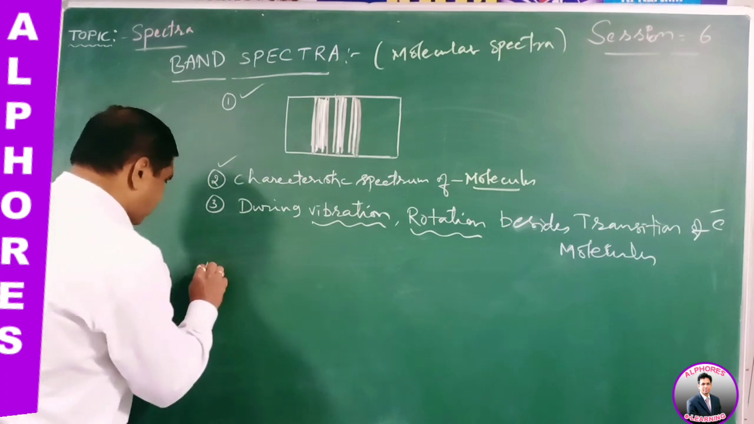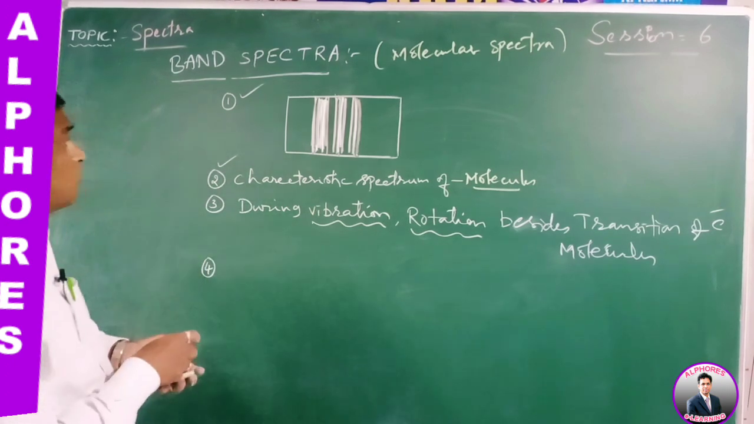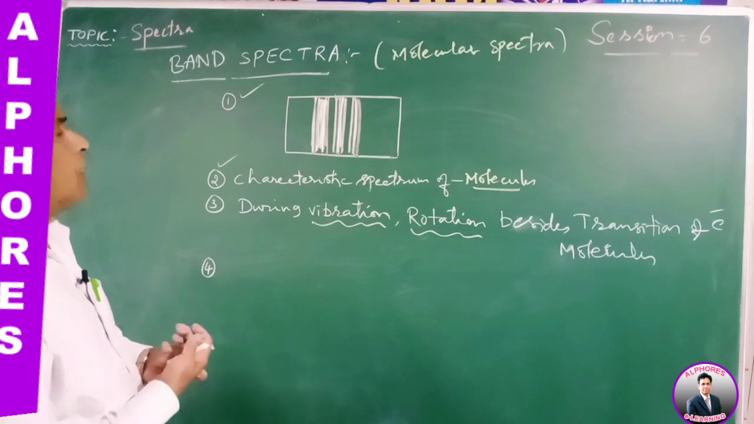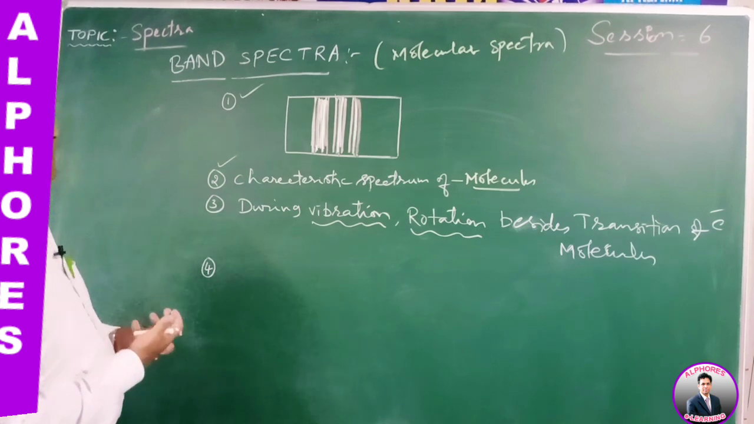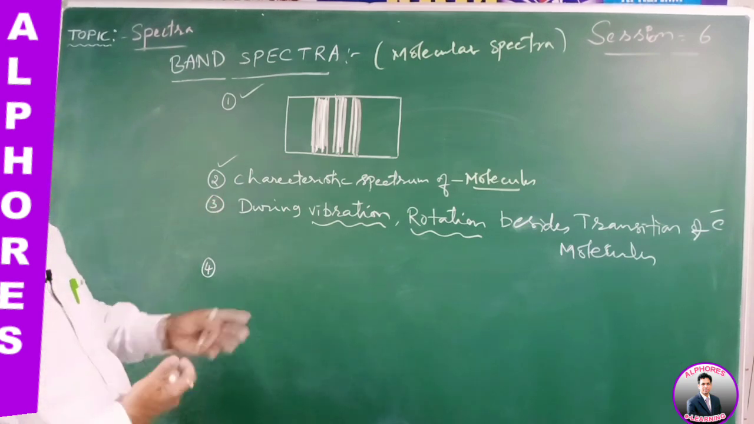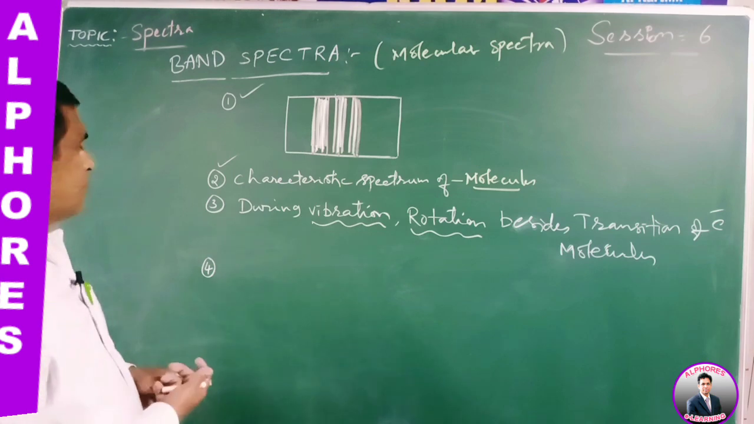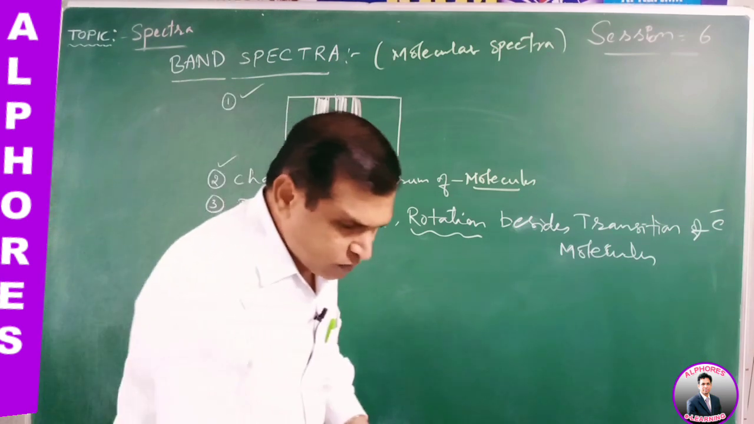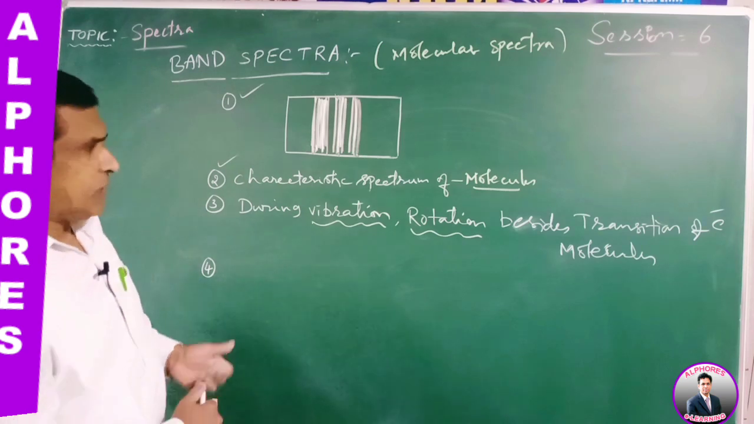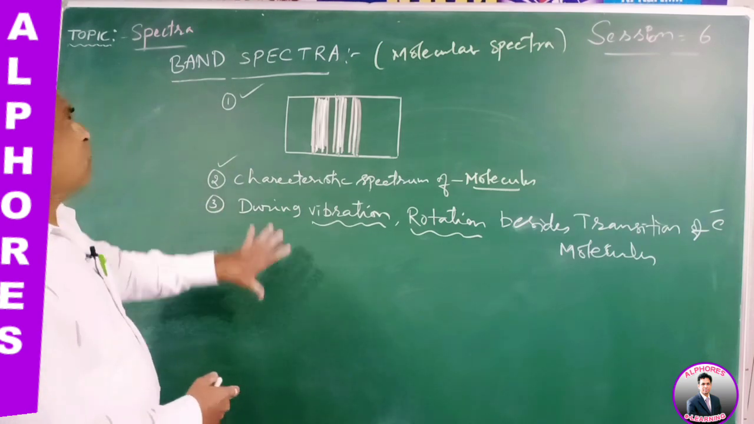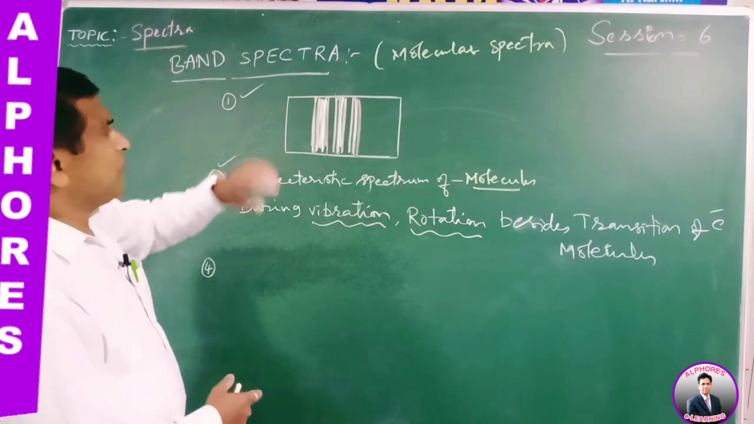Coming to the fourth point, it is obtained from hot gas molecules. Hot gas molecules can produce band spectra, that is molecular spectra.